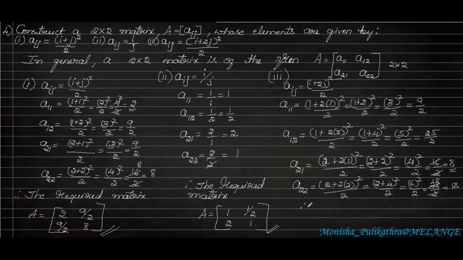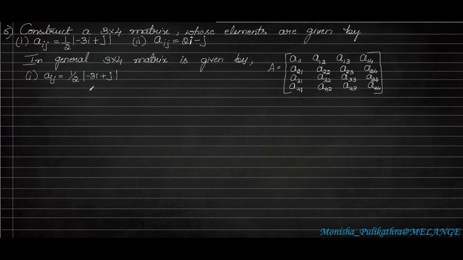Okay. Therefore, the required matrix A is equal to, first one A11. In the place of A11, we have to write 9 by 2. In the place of A12, we have to write 25 by 2. In the place of A21, we have to write 8, and A22, we have to write 18. Okay. So this is the answer for the third sub question. I hope you understood this. This is one of the easiest ones. Moving on to the fifth question.